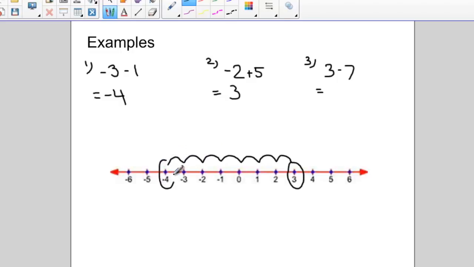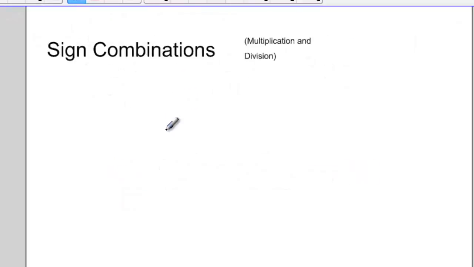And on the number line, when I move from -3 to the left 7, I end up at -4. So -3 take away 7 is -4. So that's adding and subtracting with integers, and now we can move into multiplying and dividing with integers. And to do that, we need to remember our sign combinations.